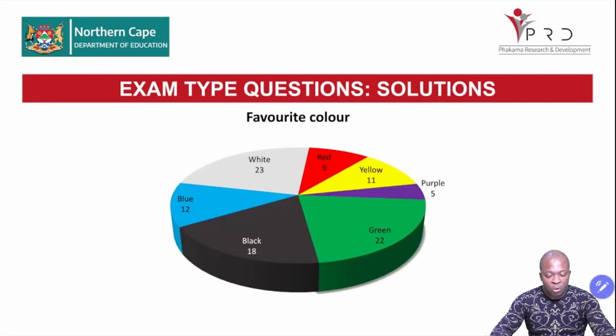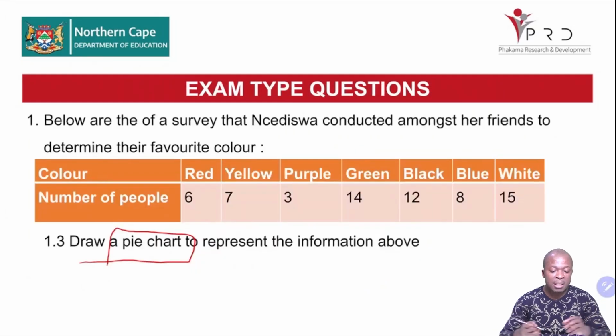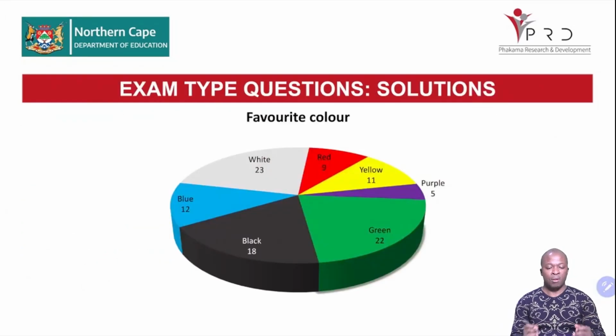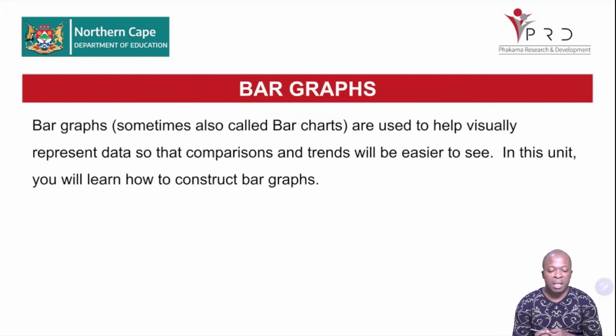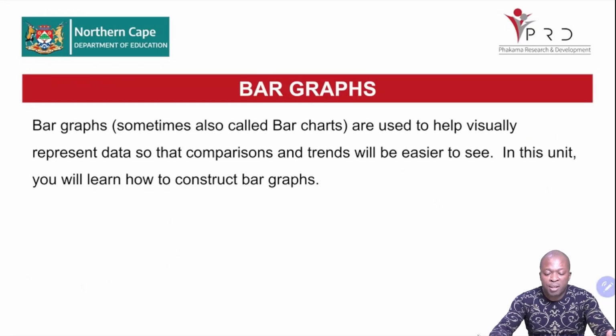Welcome, learners. If you have done it nicely, it's going to look like this. You have managed to draw a pie chart for the various percentages. It adds up. If it is in degrees, you also get the entire marks. How about bar graphs? What do they look like? We use bar graphs to visually represent data so that comparisons and trends will be easier to see.